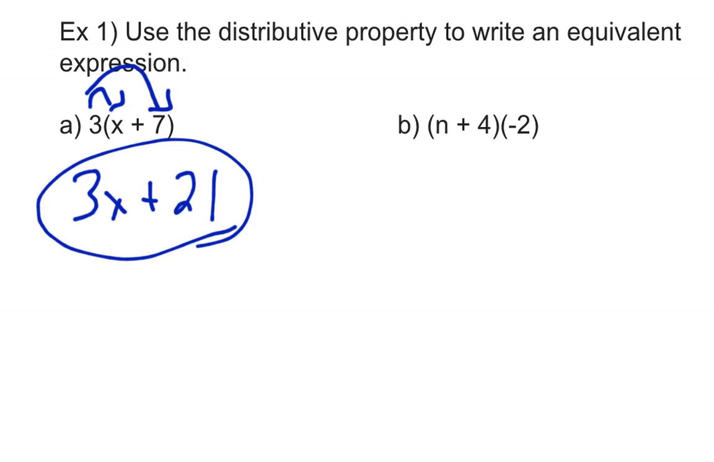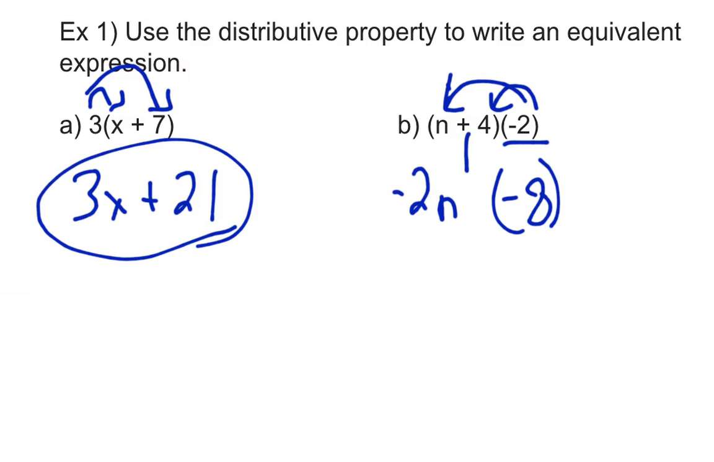Okay, for part B, it's really the same thing, except the solo number isn't written in front. Now, if I had written it in front like this, it'd be just like all the other ones. It's no different if it's in back of the thing right here. I'm still taking -2 times both things on the inside. So I take the -2 times n, okay? I take the -2 times 4, which ends up being a -8. And then because the plus sign was in the middle, I can put a plus sign in there. So my final answer, -2n plus a -8.